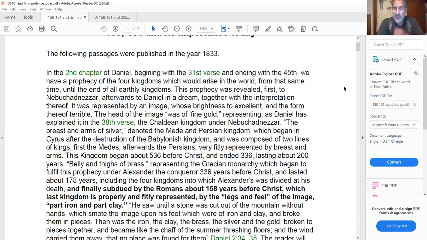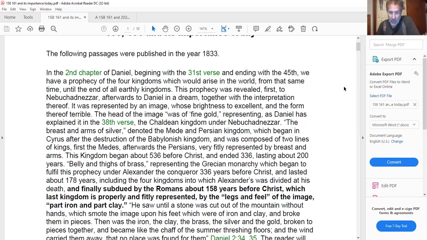Belly and thighs of brass, representing the Grecian monarchy, which began to fulfill this prophecy under Alexander the Conqueror, 336 years before Christ, and lasted about 178 years, including the four kingdoms into which Alexander's was divided at his death, and finally subdued by the Romans about 158 years before Christ, which last kingdom is properly and fitly represented by the legs and feet of the image, partly iron and partly clay.